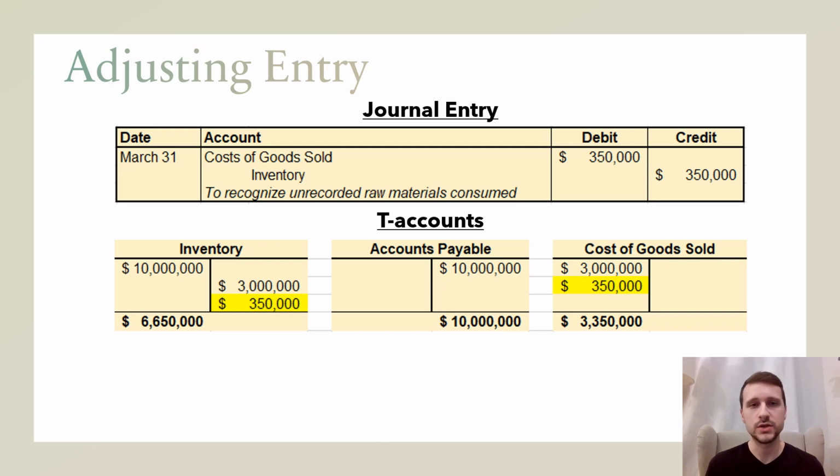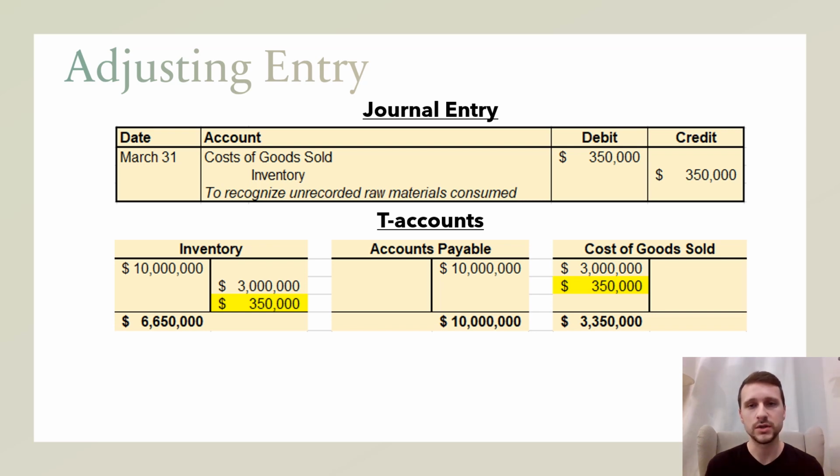Okay, so now the adjusting entry. This is what caused that $350,000 variance for the quarter. So at the top, you can see the journal entry. On March 31st, we booked that $350,000 expense that hit cost of goods sold, that debit, and then the corresponding credit that hit inventory to recognize the unrecorded raw materials that had been consumed during the quarter.